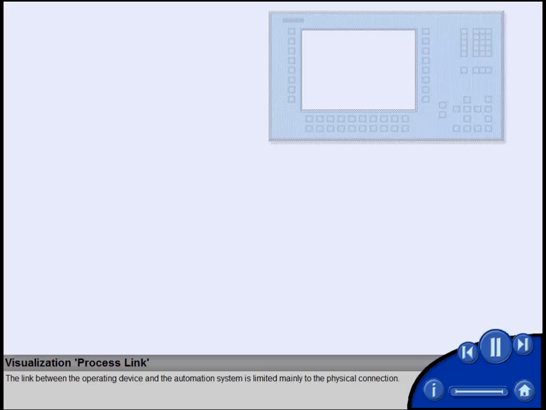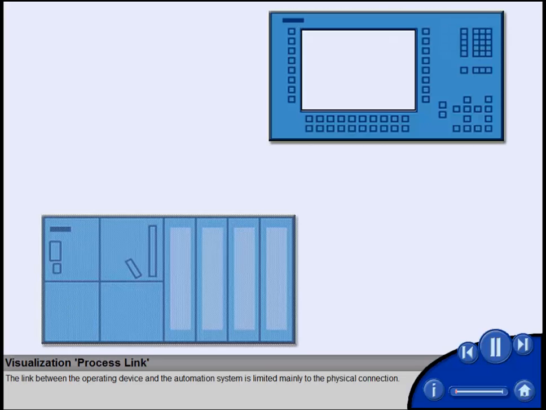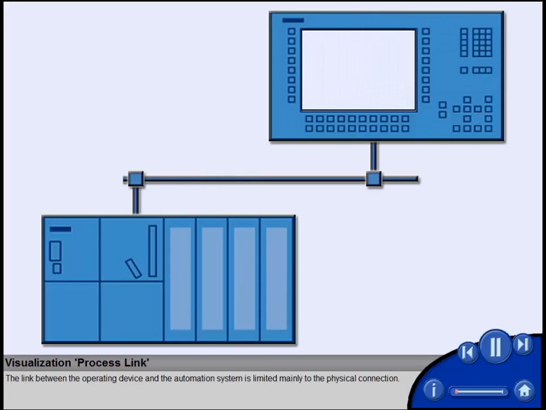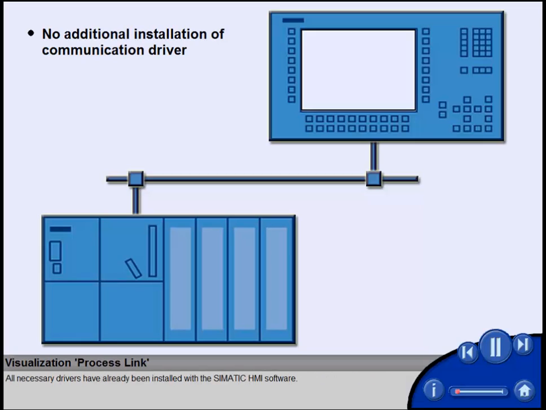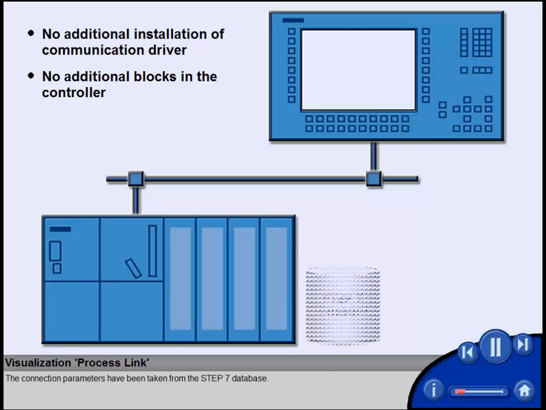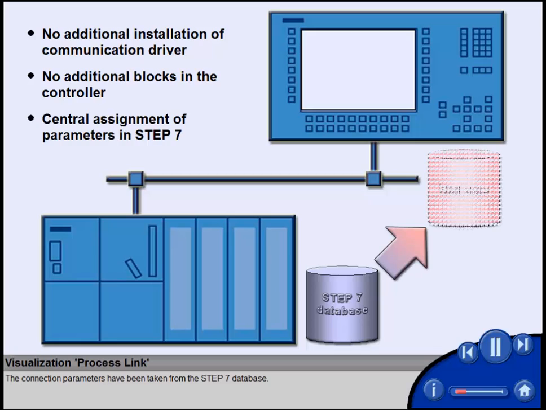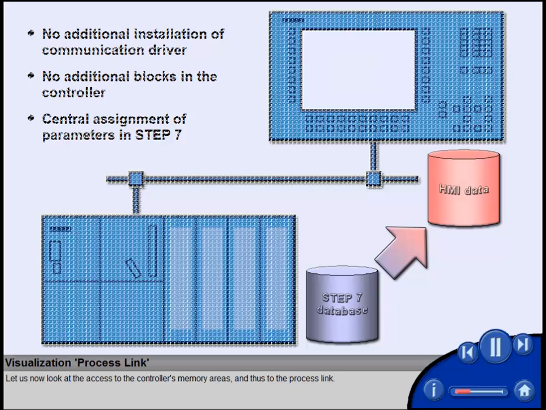The link between the operating device and the automation system is limited mainly to the physical connection. All necessary drivers have already been installed with the Simatic HMI software. The system communication does not need any special blocks in the controller's user program. The connection parameters have been taken from the Step 7 database. Therefore, no extra configuration is required to connect the HMI system to the network.